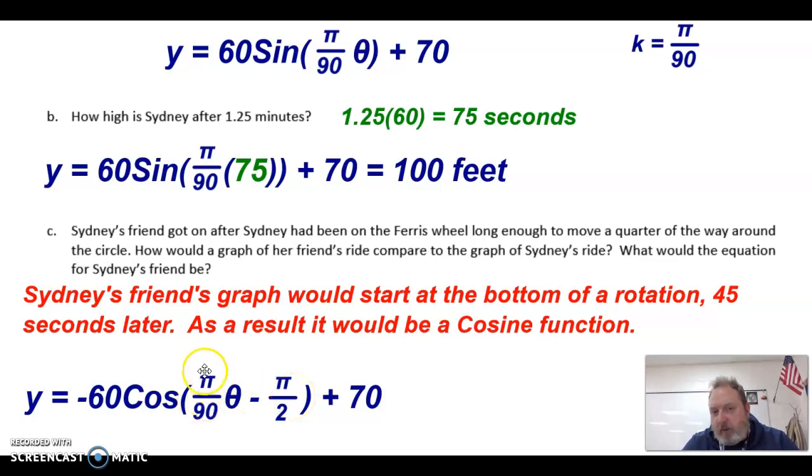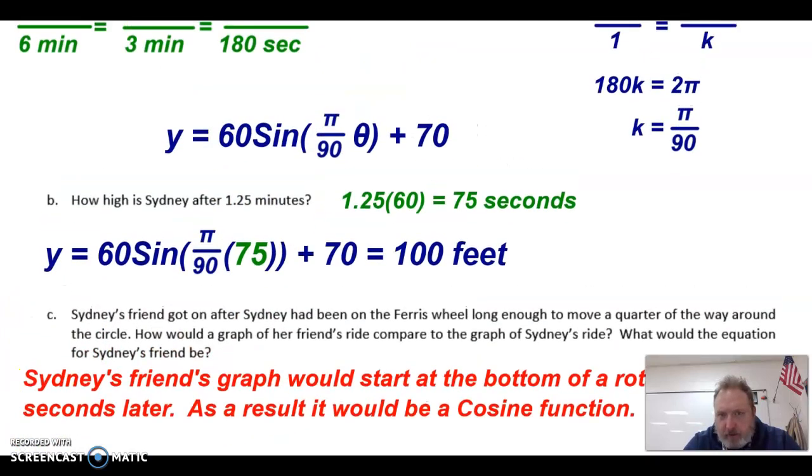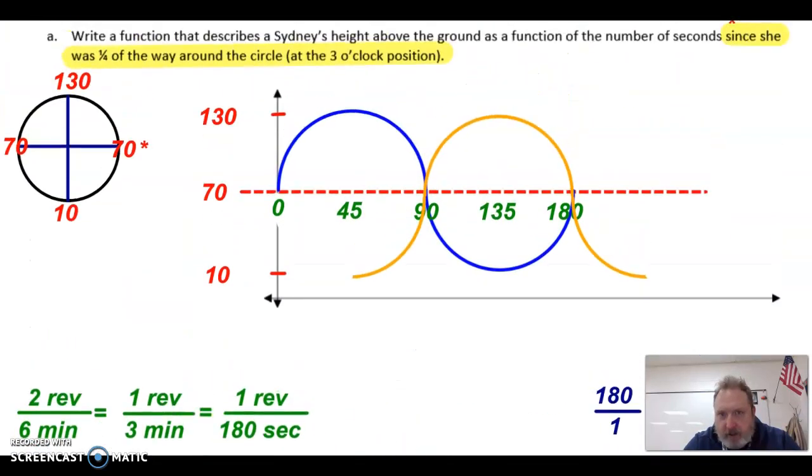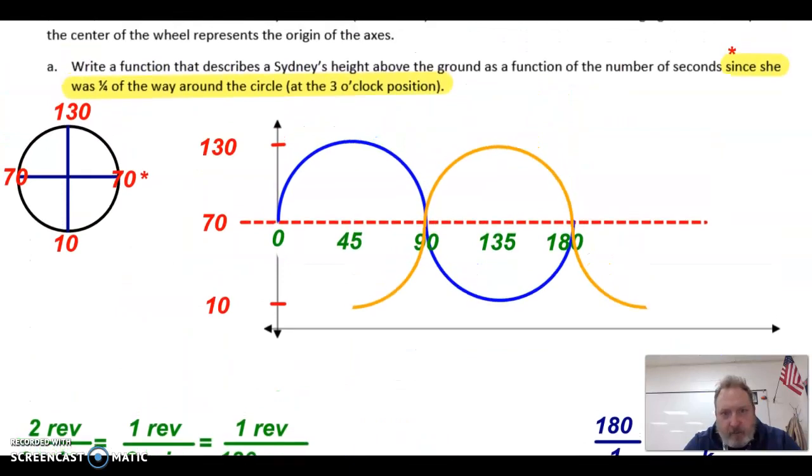Again, we did c over pi over 90 equal to 45. That's how you get the pi over 2. Again, at any point, if you need to go back, feel free to pause at any time when you need to write something down and take a look at these graphs here. So that was the first example, with Sydney's friend and Sydney on the Ferris wheel. Again, the original graph did not have a phase shift.